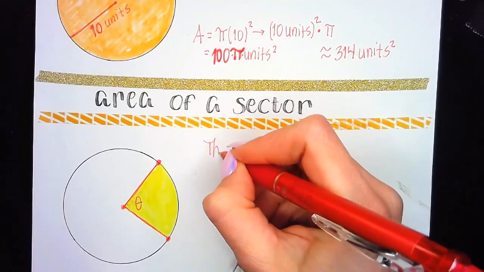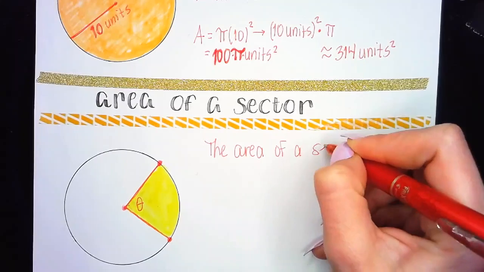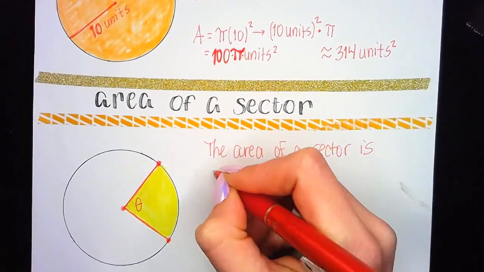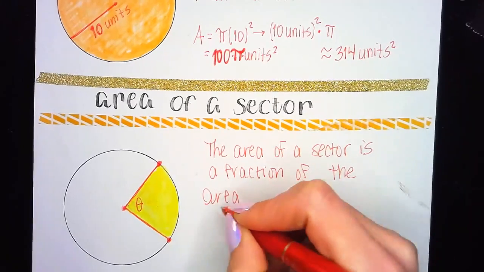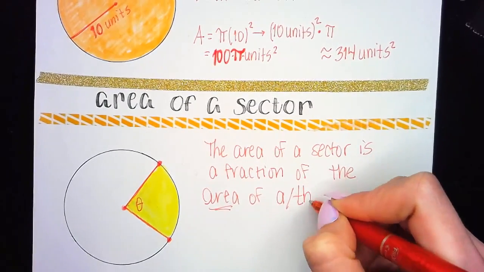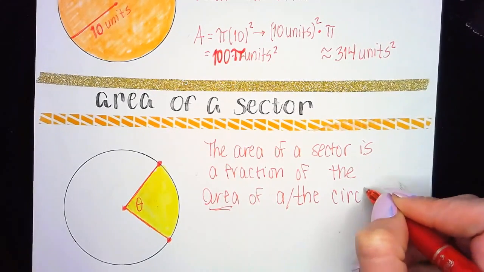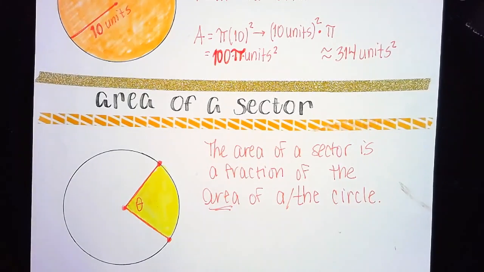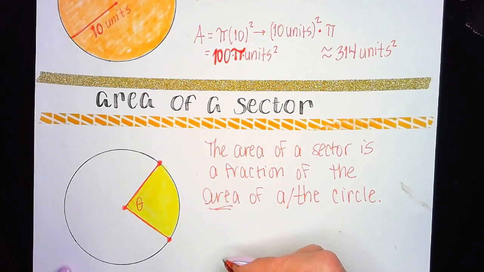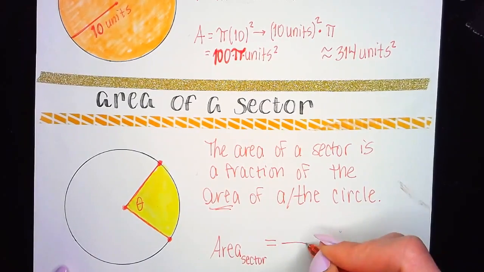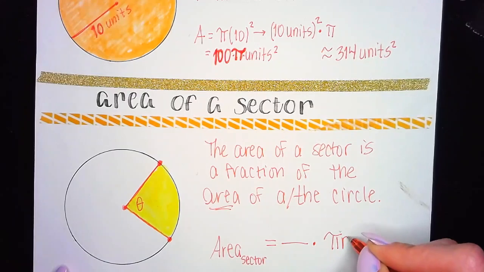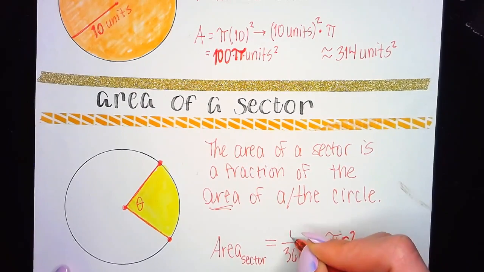The area of a sector is a fraction of the area of a, or the, I never know if we're talking more general, more specific, circle. So for area of a sector, I'm going to give it a subscript that just says sector, equals a fraction of the area of a circle. And what did we just say the area of a circle is? Pi r squared, two-dimensional. That's why I was talking so much about two dimensions, so I know it's area. Now what fraction? I could say theta over 360.